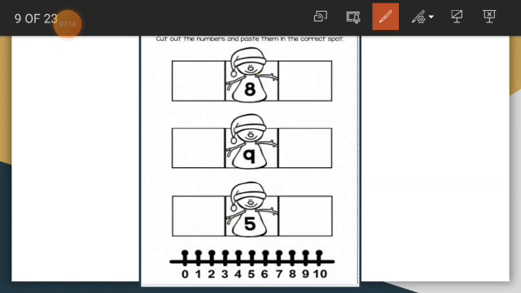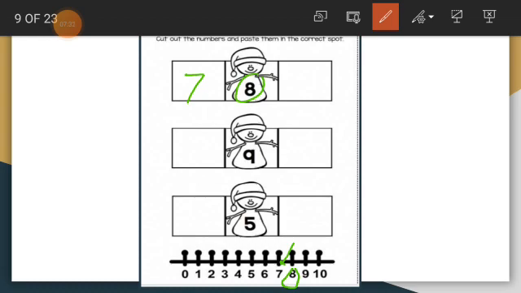Now here is the number 8. Circle the number 8 over here on the number line. I have circled it. Which number comes before 8? That is 7. Write down 7. Before means you are going to subtract 1 from 8. Okay, the answer is 7.